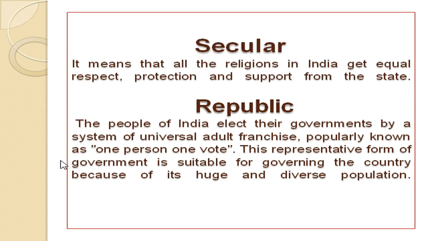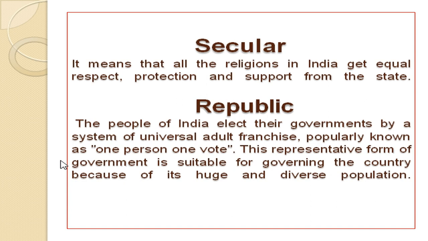Next is secular and republic. So let's just discuss what secular is all about. It says that all the religions in India get equal respect, protection, and support from the state. So we know that India is a diverse country, still unified. So there should not be any discrimination on the basis of religion. Each and every religion will be treated equally with all respect, protection, and support from the state. And the last one is republic.